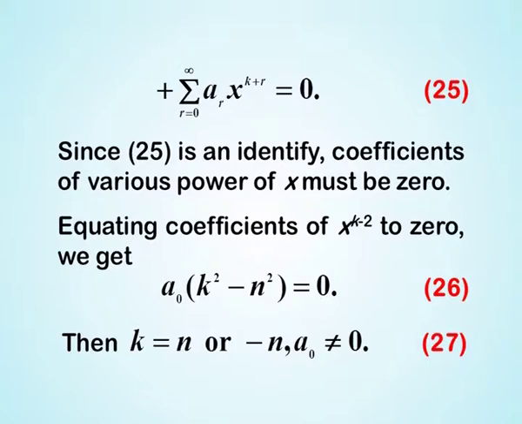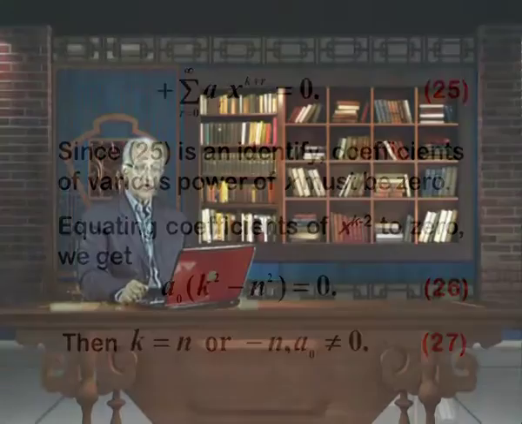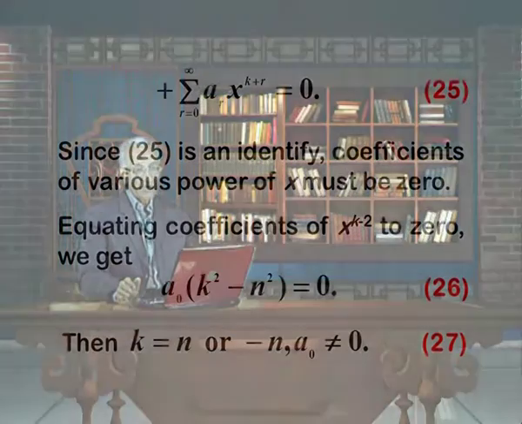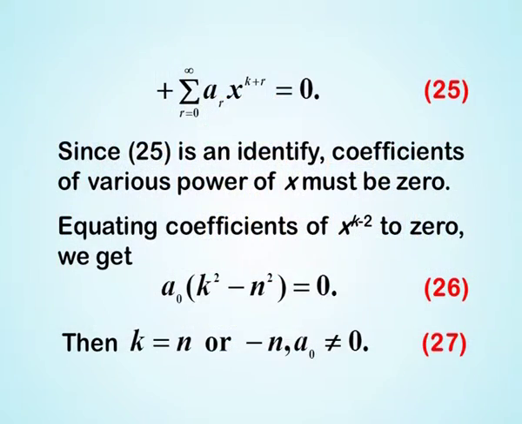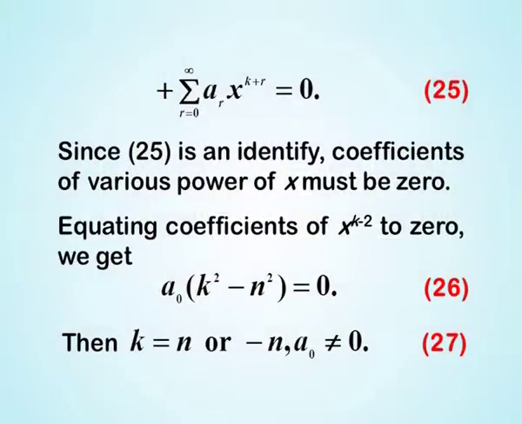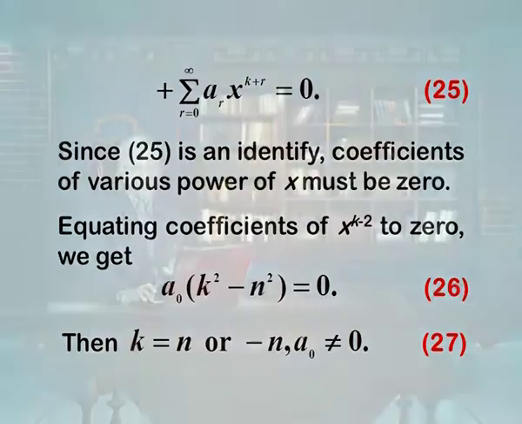Since 25 again is an identity, like what we have in case of Lysander's solution, coefficients of various powers of x must be 0. That is the characteristic of identity. It is not the characteristic of an equation. We keep on equating coefficients of various powers of x to 0. To begin with, we have x to the power k minus 2 equated to 0, and we get this. If you recall, the same thing is appearing here.